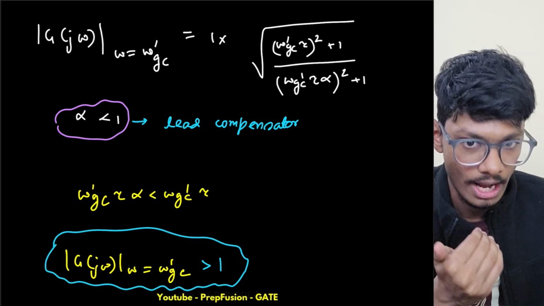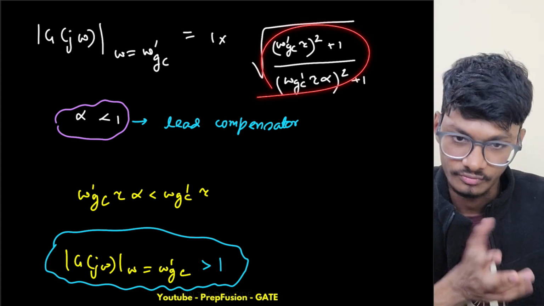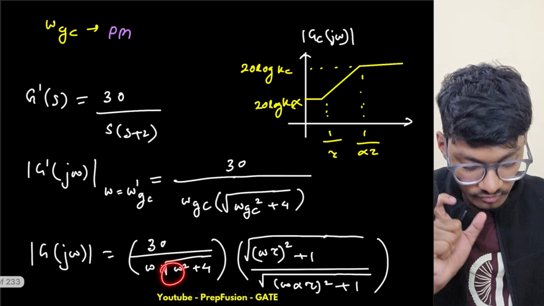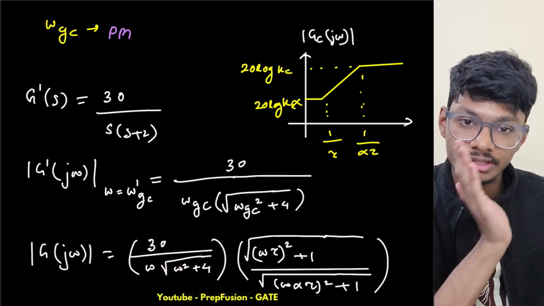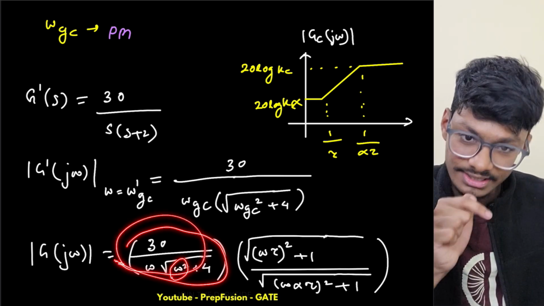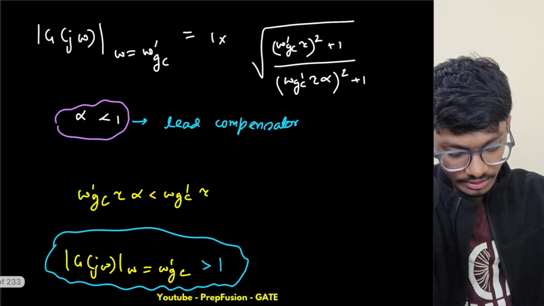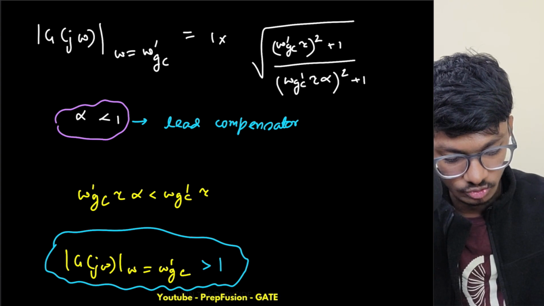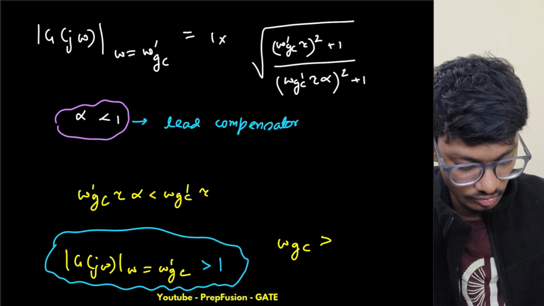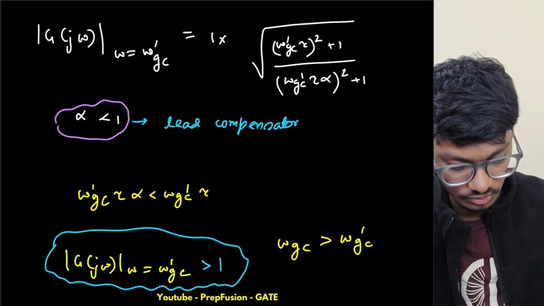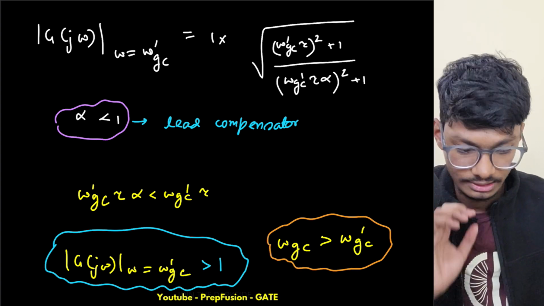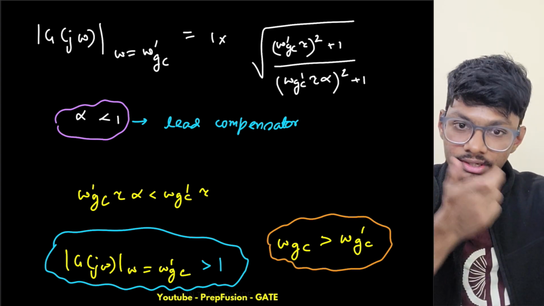So what needs to happen? This will obviously always provide a gain more than 1. What needs to happen is I have to further increase my omega gc. If I further increase my omega gc, then this will reduce, so this will be something less, so it will go to 1. So the actual omega gc of this G of s will be something greater than omega gc dash. Okay, I need to increase my omega gc. This is what I wanted to tell you, that we have to increase our omega gc.